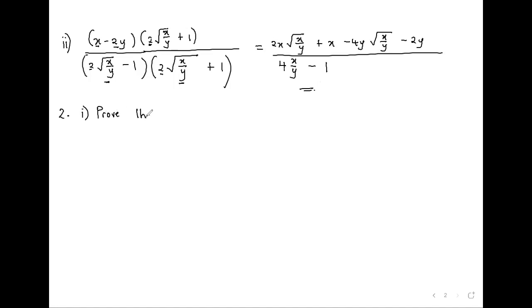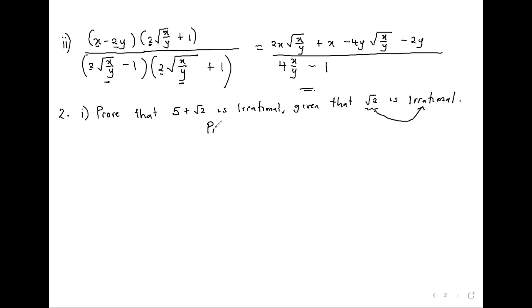Prove that 5 plus the root of 2 is irrational, given that the root of 2 is irrational. We only have 2 types of questions from this part. The first one being this one, where they have mentioned that this root you are seeing here is irrational.